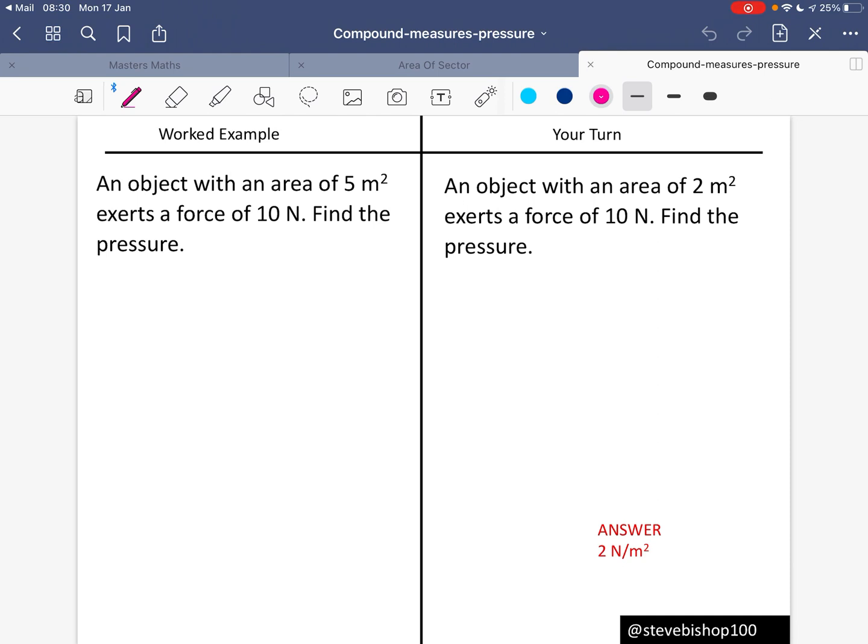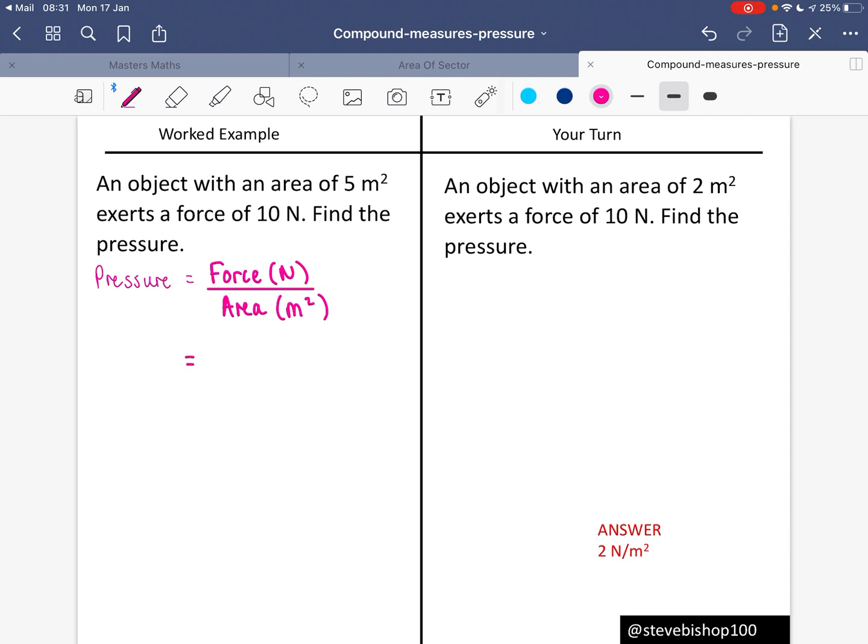Anyway, we're on to the third compound measure. We've looked at speed, we've looked at density, and the last one we have to do is pressure. It is very similar to the other two. The formula is set up the same way, and you rearrange it the same way. The formula is pressure is equal to force, measured in newtons, divided by area, measured in something squared, in this case meters squared. So we divide those two things to find the pressure.